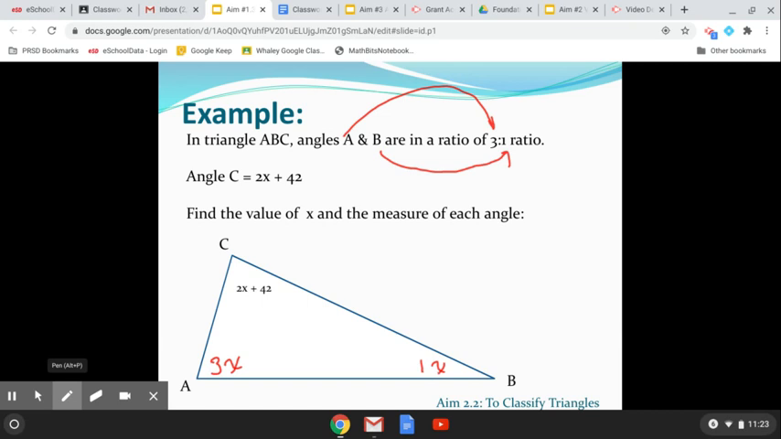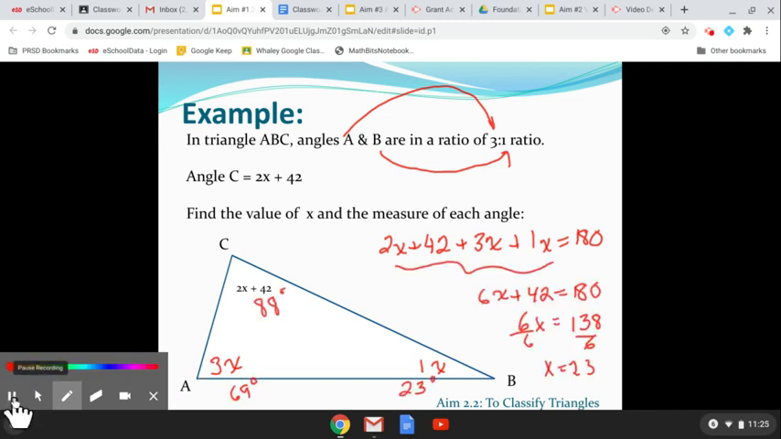And then we just go ahead and write our equation. 2x plus 42 plus 3x plus 1x is equal to 180. We'll solve that equation. We'll get x. We'll substitute it back in. Let me pause the video and do the work. Okay, so there you have it. When I solved it, I ended up with x is equal to 23.